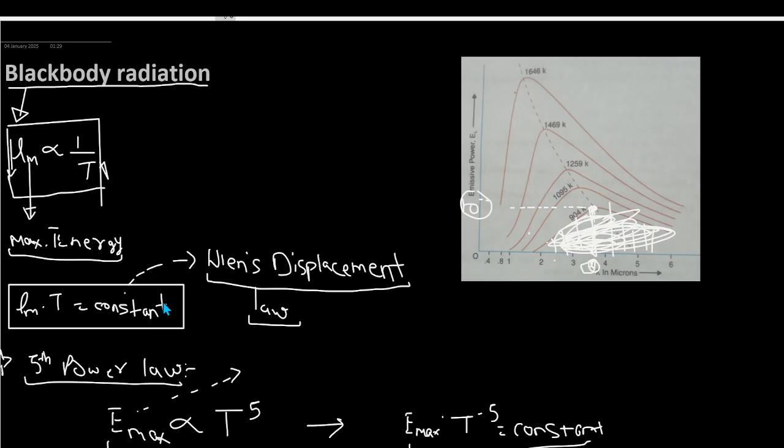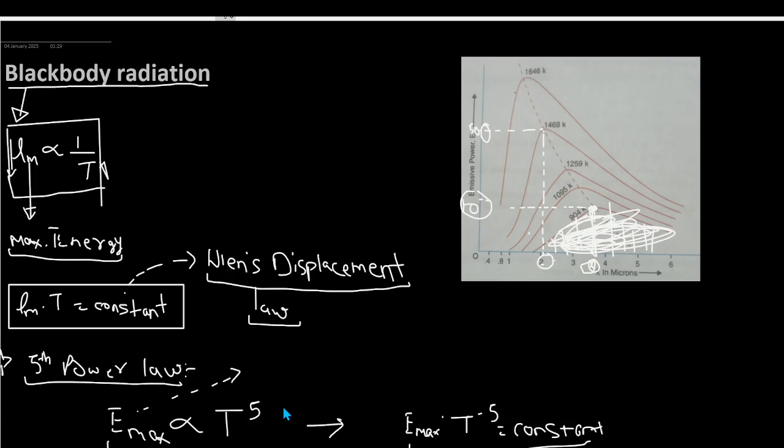And from the Wien's displacement law, there is another consequence, which is the fifth power law. So what is the fifth power law? It says that, okay, let's say for 1469, let's say it's at 2. This fifth power law says that for a wavelength for which the energy emitted is maximum, yes, for 2 the energy emitted is maximum, and that maximum energy emitted, let's say it's 50, is directly proportional to T to the power 5.